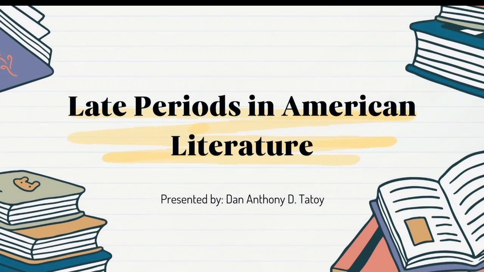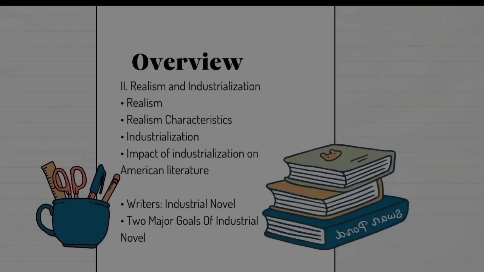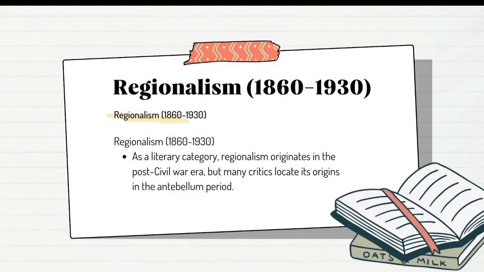Hello and good day. I am Dan Anthony Tatoy and I am responsible to discuss regionalism and cultural independence, as well as realism and industrialism during late periods in American literature. So let's start with the definition and characteristics of regionalism in American literature.